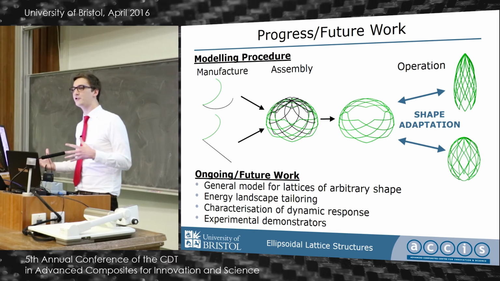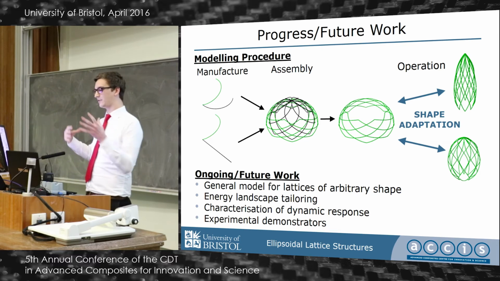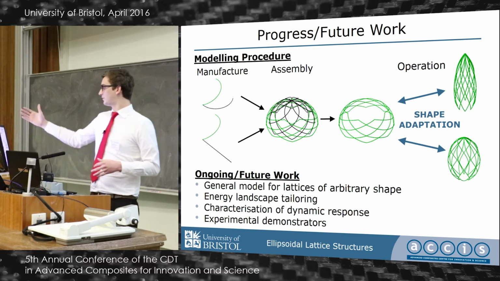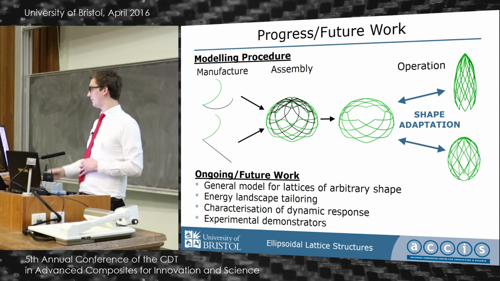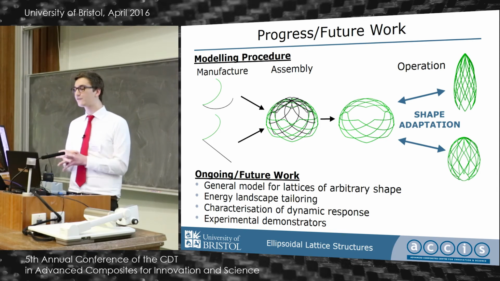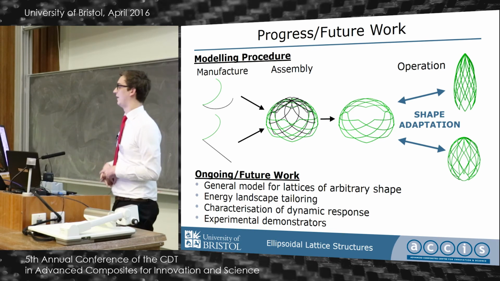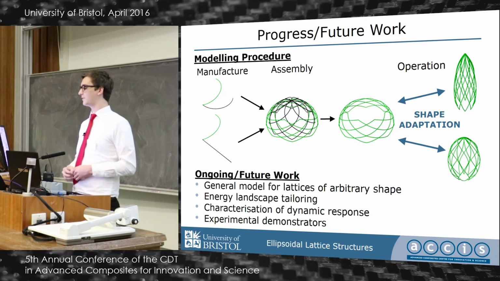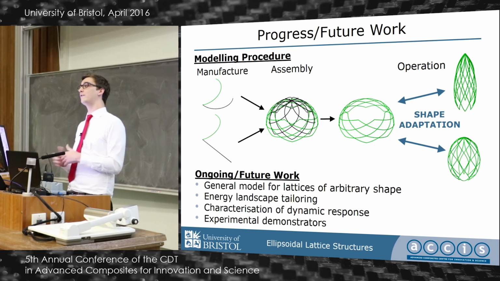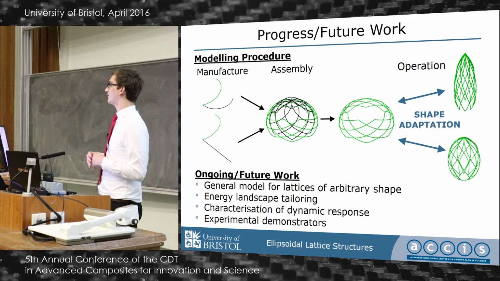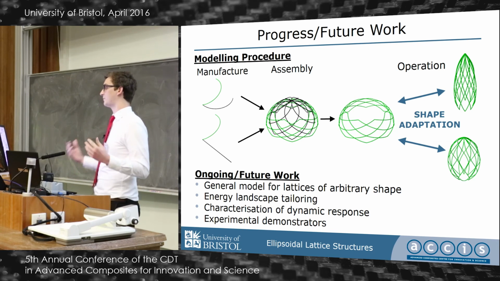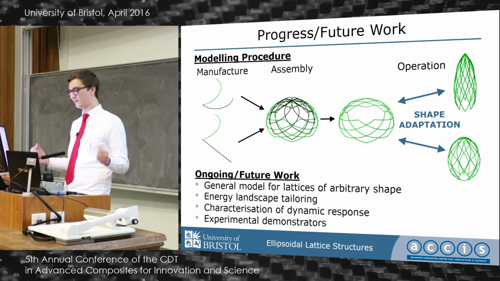We have shape adaptation between this static shape and some of these additional forms that the structure can take. So looking at the far right-hand side, you can see that the structure's got new enclosed volume that you don't have with cylindrical lattices, and we're going to be looking further at how we can exploit those. And while doing that, some of the ongoing work is I'm going to be generating a general model for lattices of arbitrary shape, see if we can tailor the energy landscape, characterize the dynamic response, and then build some experimental demonstrators so we can see physically what these things do.